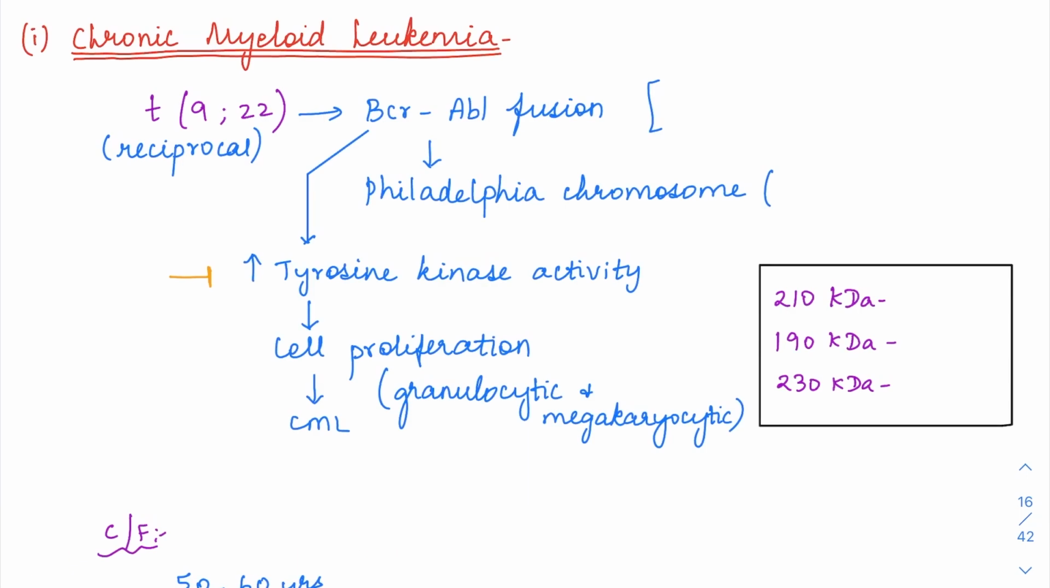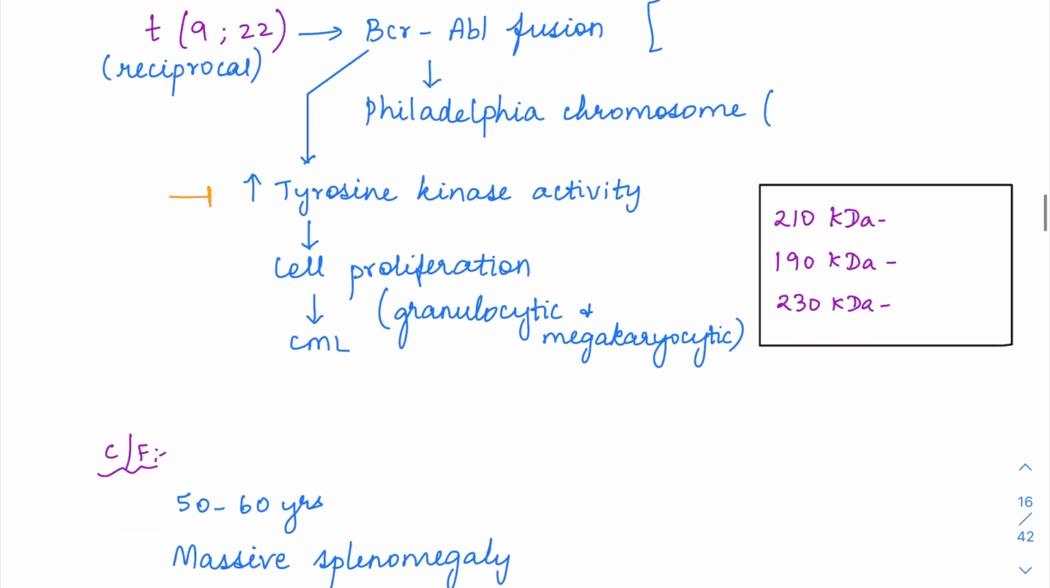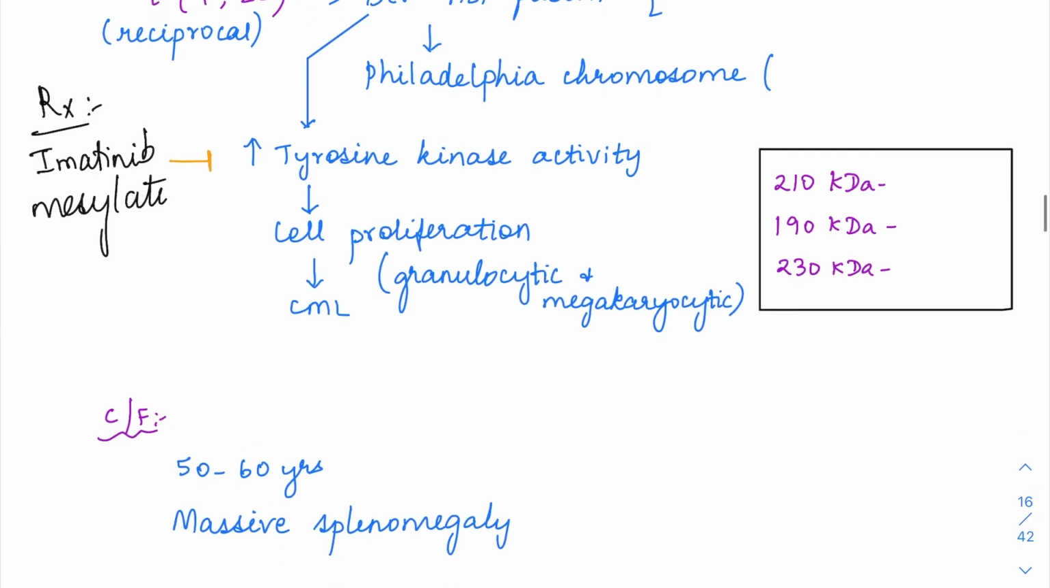I have already repeated this many times. CML is going to be associated with a balanced reciprocal translocation 9;22, because of which there is going to be a fusion protein of BCR and ABL. This BCR-ABL fusion is going to result in upregulated tyrosine kinase activity, which will result in the proliferation, especially of myeloid and megakaryocytic cells. So these cells are going to proliferate in CML. This tyrosine kinase activity can be inhibited by the drug imatinib mesylate. We saw this in oncogene addiction, right? So the treatment for CML will be inhibition of this tyrosine kinase with imatinib mesylate.